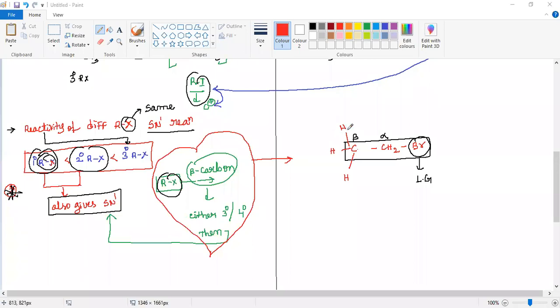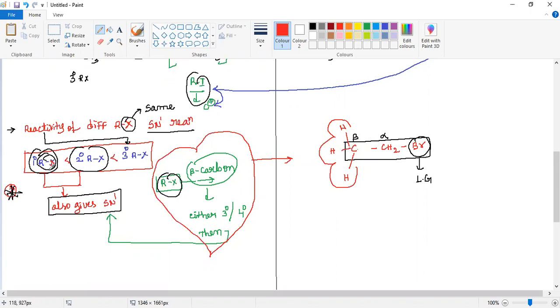So following now, this is the beta carbon, isn't it? This is what a halogen atom means, the complete alkyl halide. Out of the alkyl halide, this one, this one, this one is the beta carbon. The beta carbon is either tertiary or quaternary, so we need to arrange that tertiary.